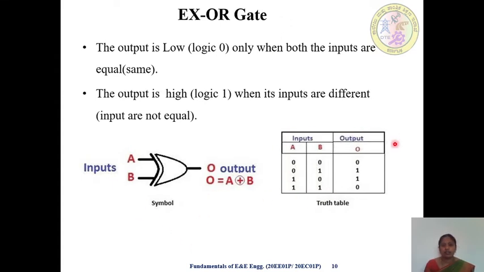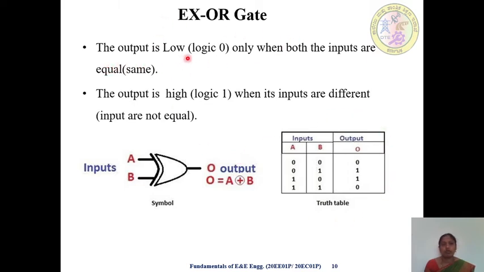And this is the truth table. When both the inputs are the same, then the output will be 0. If any one of the inputs is high, then the output will be 1. That means when both the inputs are 0 or both are 1, that means when both the inputs are the same, then the output will be 0. When both the inputs are different, then the output will be 1. So this is the function or the truth table of XOR gate.